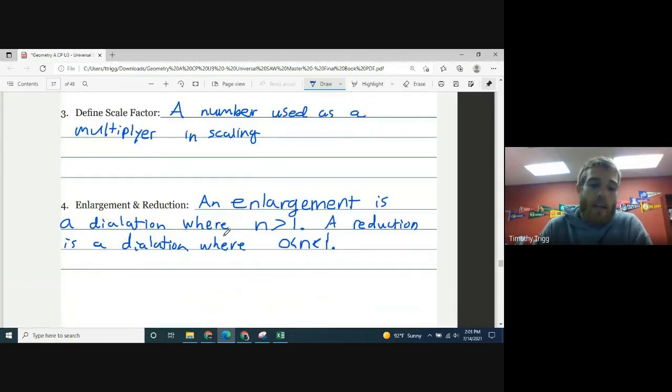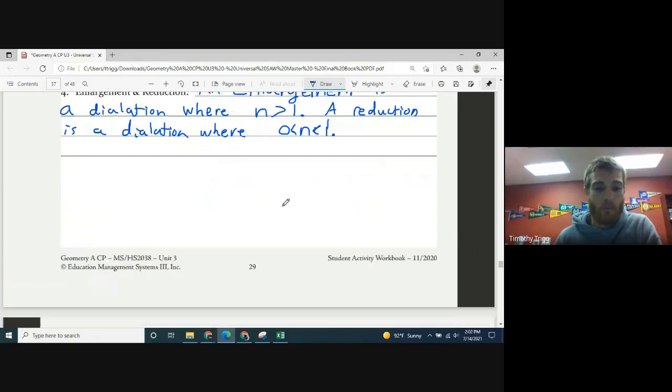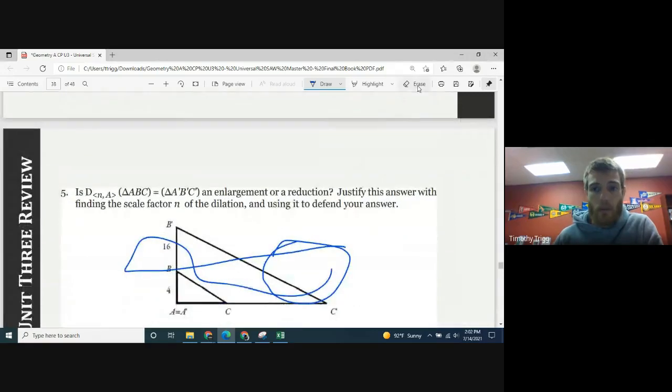And number 4, enlargement or reduction. An enlargement is a dilation where n is greater than 1. A reduction is a dilation where n is between 0 and 1. So basically, n is the scale factor. They're saying for enlargement, the scale factor is greater than 1. For reduction, the scale factor is between 0 and 1, so like 1/2 or something. Okay. Let me erase this.